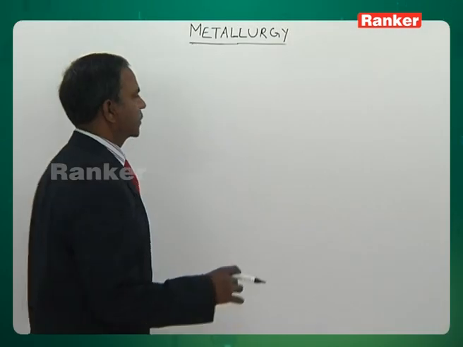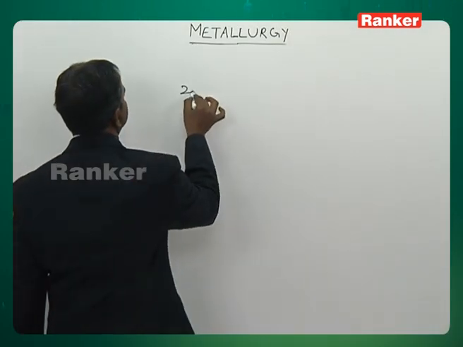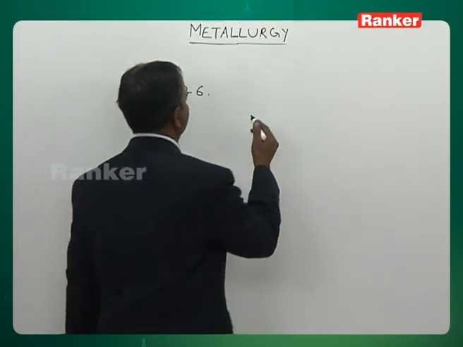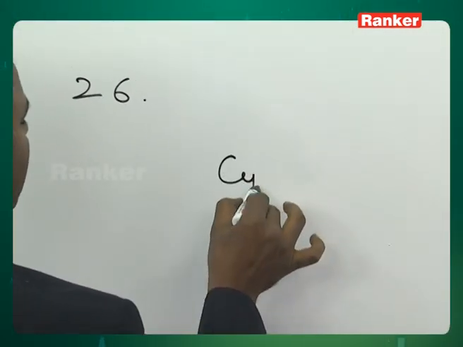Question number 26. After partial roasting, the sulphide of copper is reduced by: A. cyanide process, B. electrolysis, C. reduction with carbon, D. self reduction. Self reduction method.